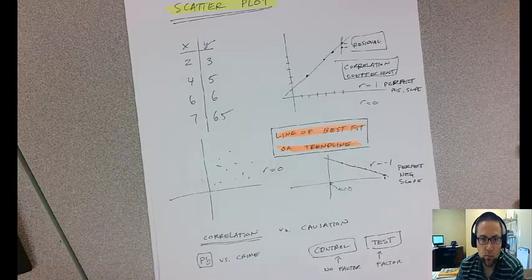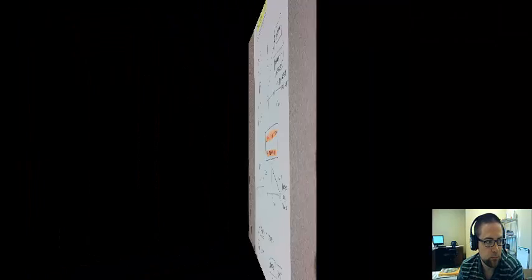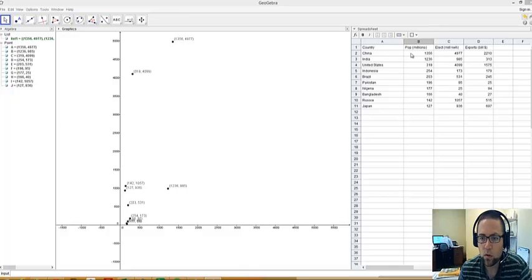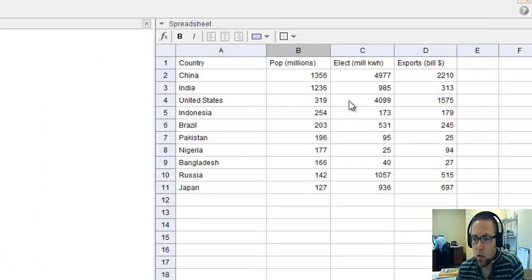We're going to go ahead and do a more complicated scatter plot now, and we're going to use GeoGebra to do it. So everybody, we're now plotting our data in GeoGebra. What I did here was I came up with 10 countries. These are the top 10 most populated countries in the world, from China to Japan. The United States is the third most populated country in the world.